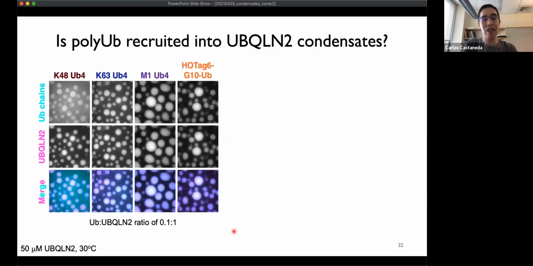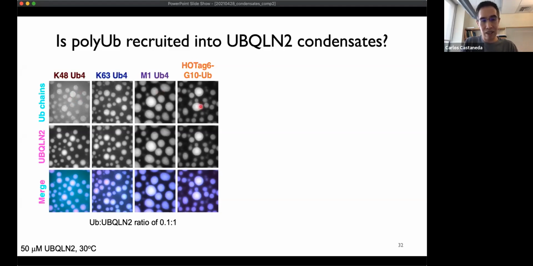We then wanted to ask what's going on with the polyubiquitin side of the story. Is polyubiquitin found inside these different types of ubiquilin 2 condensates? And so we fluorescently tagged the ubiquitin chains, tagged the ubiquilin. You can see at these low ratios of 0.1 to 1 that the ubiquitin is clearly in the droplets. Definitely need ubiquitin to be in the droplet. But I think you can see that K48 tetraubiquitin has a very minor enhancement inside the droplet versus outside.